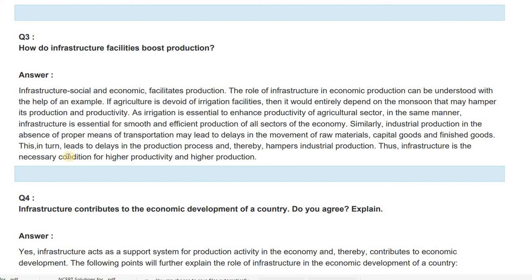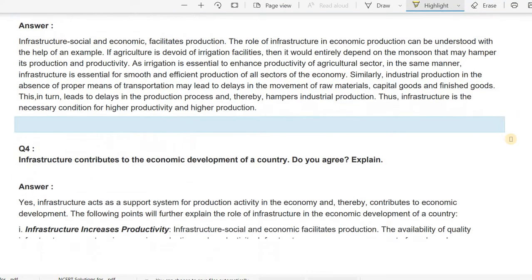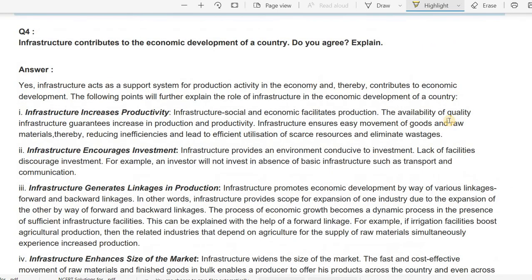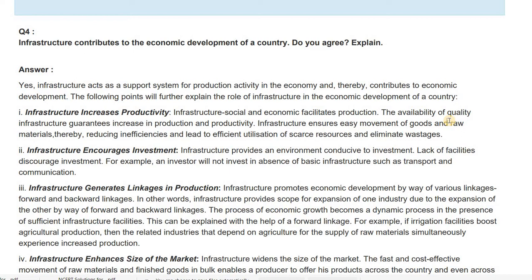Infrastructure contributes to the economic development of a country. Do you agree? Explain it. Okay. Then answer, it's obviously correct. Yes, infrastructure acts as a support system for production activity in the economy, thereby contributing to economic development. The following points will further explain the role of infrastructure in the economic development of a country.